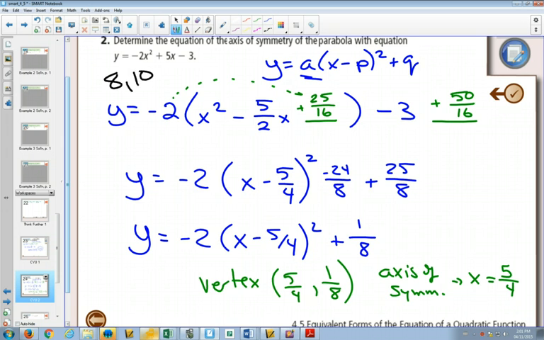Questions you can do for practice on this one are 8 and 10.